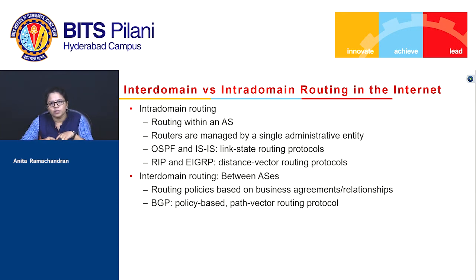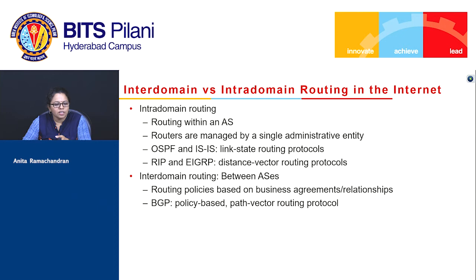Now, there is a difference between the routing that happens within an AS versus the routing that happens between autonomous systems, because one AS is controlled by one management entity. Another AS could be controlled by another management entity. And if you have to implement inter-domain routing between autonomous systems, then there has to be some sort of agreement between these two autonomous systems.